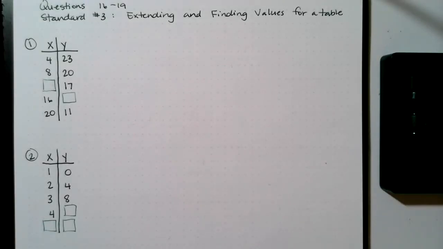We are going to look at Standard 3, which was questions 16 through 19 on the Unit 1 test. The standard is extending and finding values for a table. That means finding the missing spaces or completing a table.